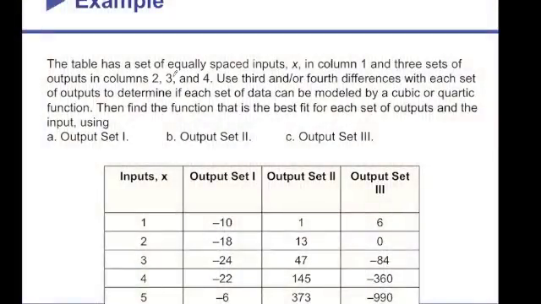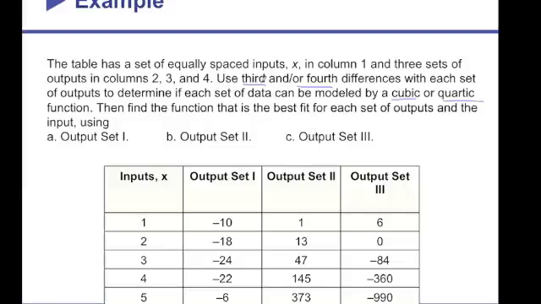Now here we have a set of equally spaced x inputs, the x values 1 to 6, column 1, and 3 sets of output data for 3 different graphs. We're going to use finding third or fourth differences for each set to determine if each set can be modeled with a cubic or a quartic function.